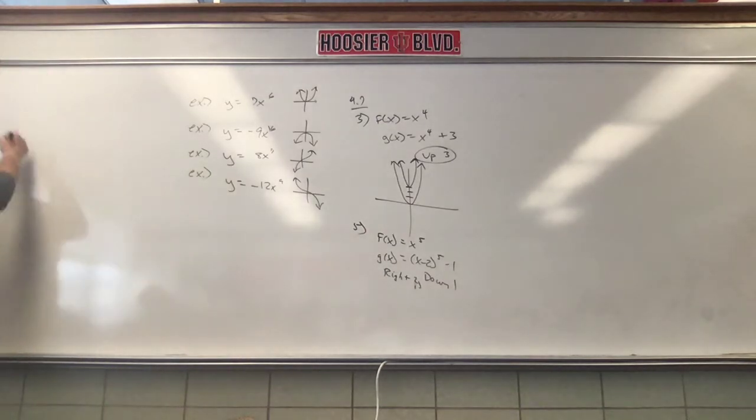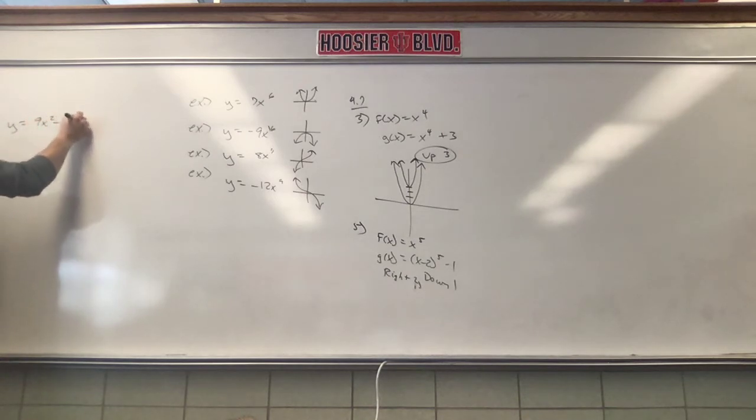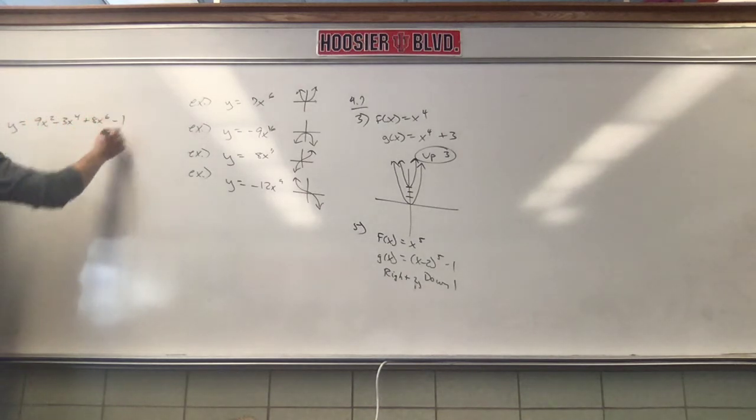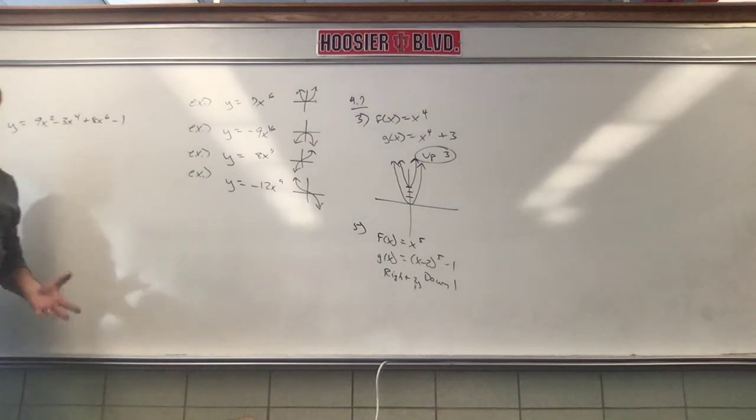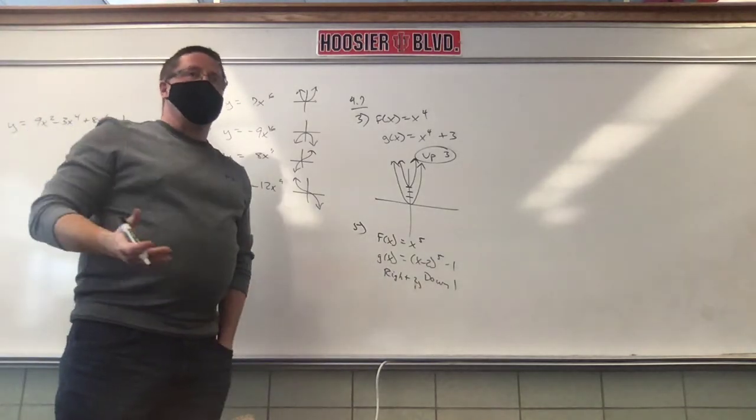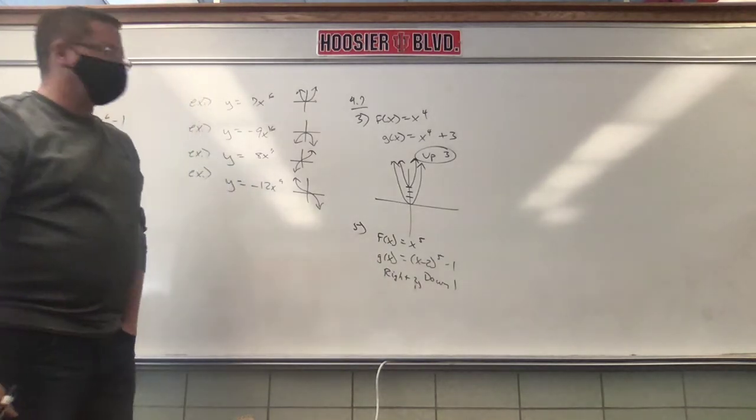If I give you something like y equals 9x squared minus 3x to the 4th plus 8x to the 6th minus 1, be careful here. What's the degree of this? 6. Why? Because it's the highest power. And be careful because it's not first, it's not in the right order. This one should have been first. That's 6th degree. The degree is simply the highest power. That's all it is.